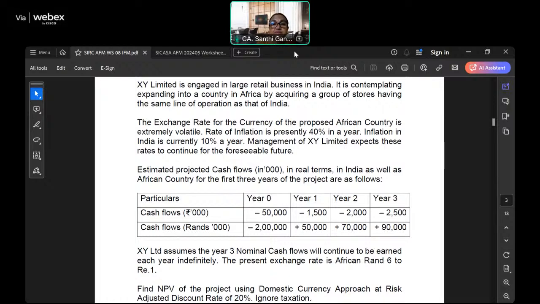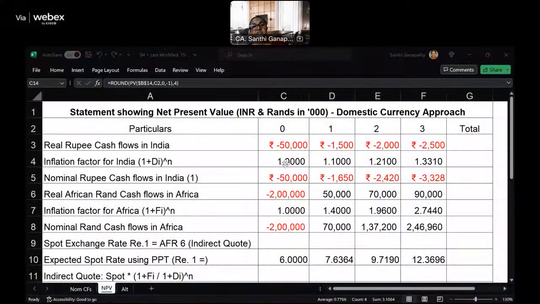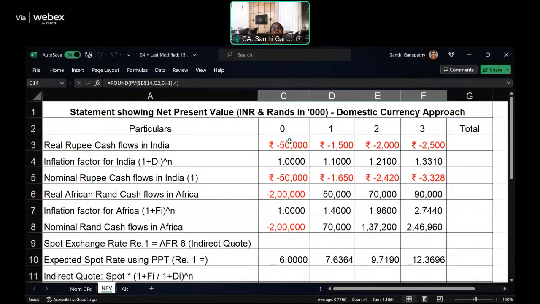So now let's take it up. So what do we have now? Real rupee cash flows in India given. Inflation rate we know, so we can find the inflation factor. Nominal rupee cash inflows in India, how much will it be? At zero, date of the project, present value is present value. So no problem, we will take one.